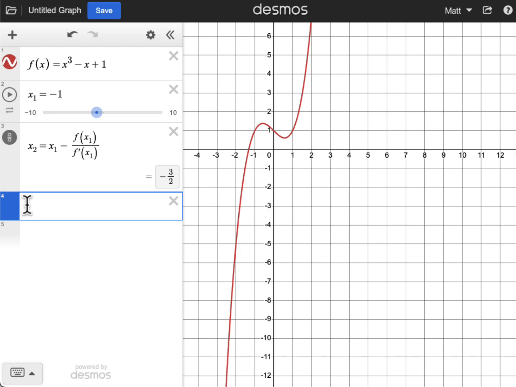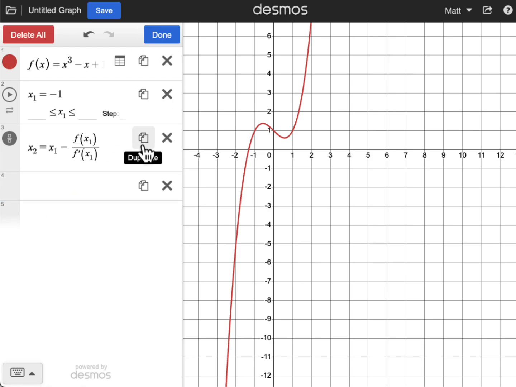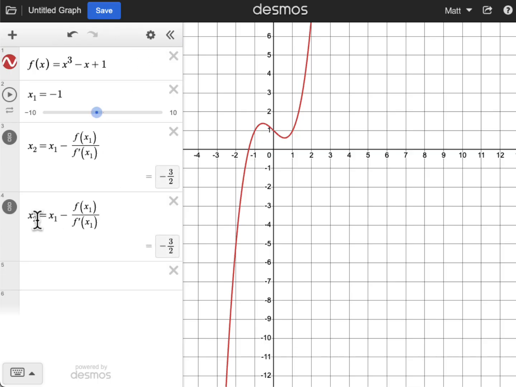Now we can just type in the formula specific for x sub 3, or you can click this gear, hit this copy button, done, and then make some edits. Change this subscript to x3, and then the others to 2's, and we get -31/23, confirming what we did by hand.